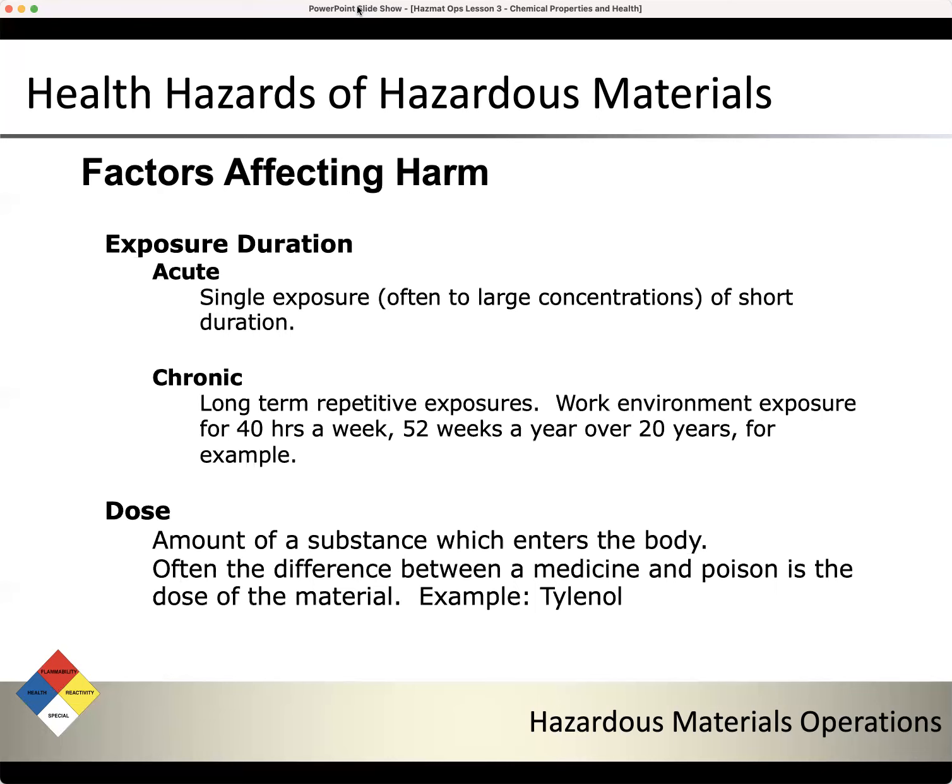Your exposure duration, how long were you exposed? We talked about that time component in time, distance, and shielding. This is that time component. You can have an acute exposure. This is a single exposure, often large concentration of short duration. That's acute. You have a chronic exposure. This is long-term repetitive exposure. So something that works with a hazardous chemical 40 hours a week, 52 weeks a year, over 20 years, for example. You have chronic, long-term repetitive exposure.